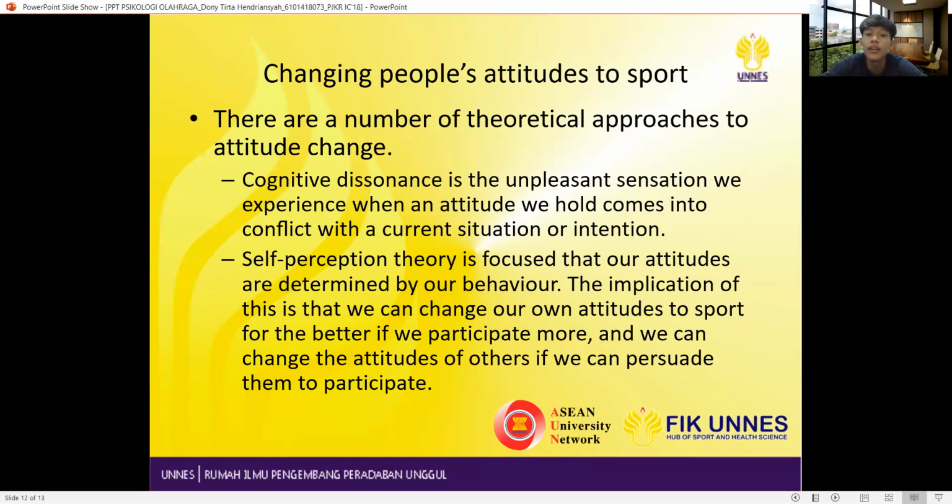Self-perception theory focuses on the idea that our attitudes are determined by our behavior. The implication of this is that we can change our attitude to sport for the better if we participate more, and we can change the attitude of others if we can persuade them to participate.